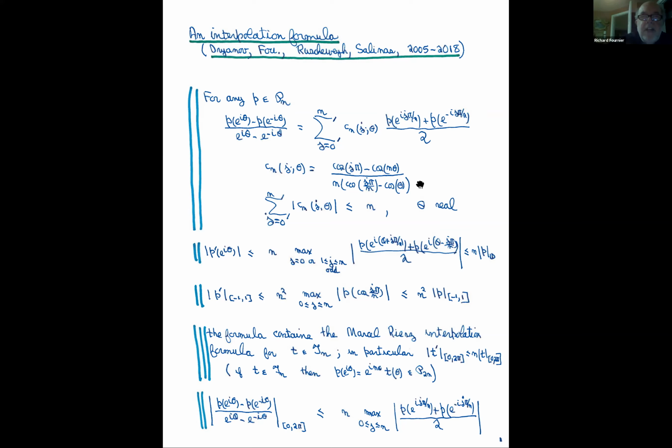This won't be important for the talk, but in the summation formula, the two little bars there mean that when j is 0 or j is n, you divide the whole thing by 2. Instead of Cn, you take Cn over 2, but this is not important. So these coefficients have a nice property. The sum of the absolute values, with my definition there, will be at most n, where n is the degree, for any real theta.